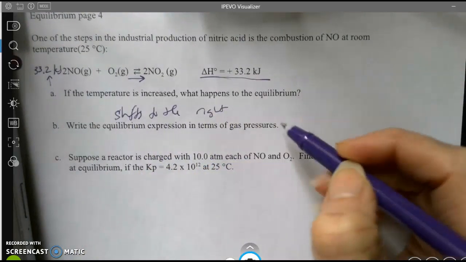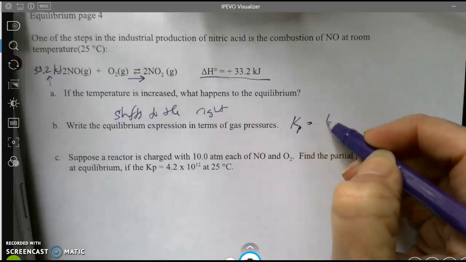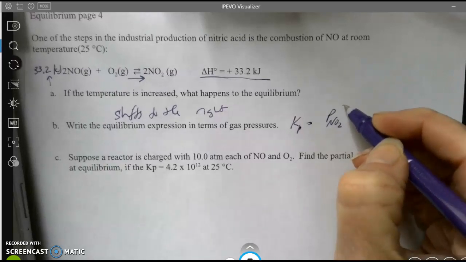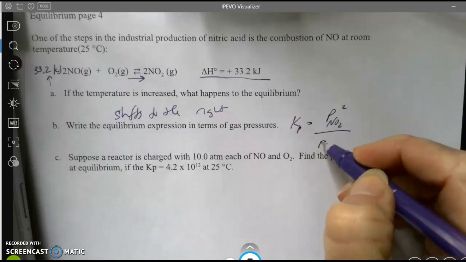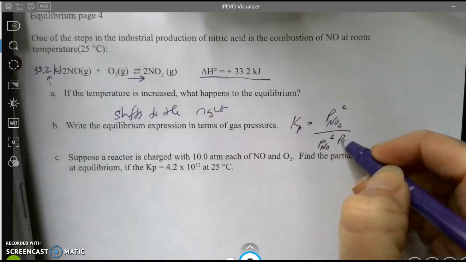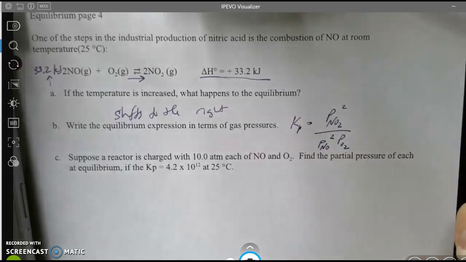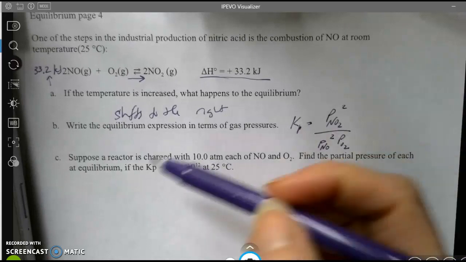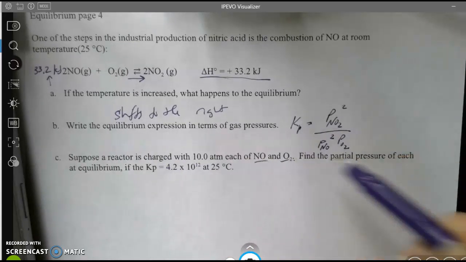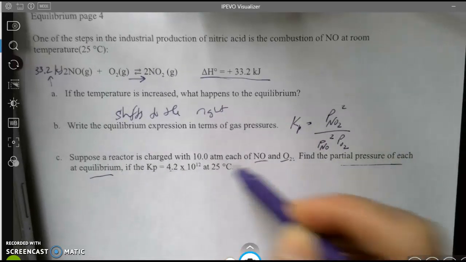Okay, and we're going to do this in terms of gas pressure, so this is going to be a Kp. So we're going to have the pressure of NO2 squared over the pressure of NO squared and the pressure of O2. So a reactor is charged with 10 atm of each of NO and O2, find the partial pressure of each at equilibrium with the Kp.